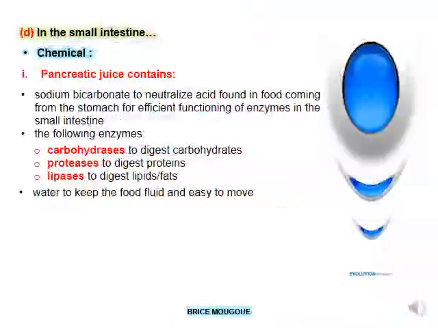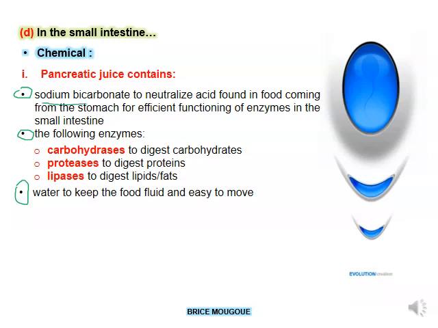Pancreatic juice then contains three major components. We have sodium bicarbonate. This is an alkaline. Remember, the food coming from the stomach is acidic, and it could damage the walls of the intestine. And also, the enzymes that will be produced in the small intestine won't want to work in an acidic environment. These enzymes prefer to work either in a neutral or slightly alkaline environment.